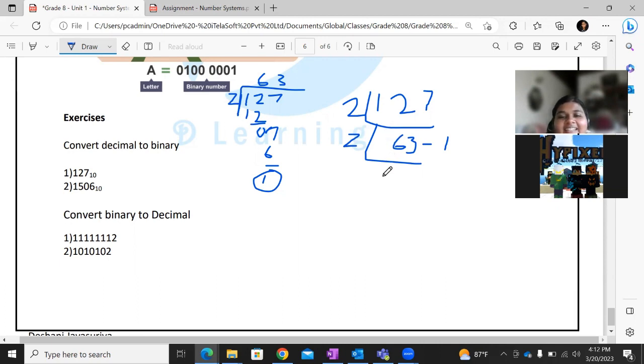Okay, so like that, just go with the flow and try to get the answer. Yeah, this is 1, okay, and 1 is remaining. So here again 1.